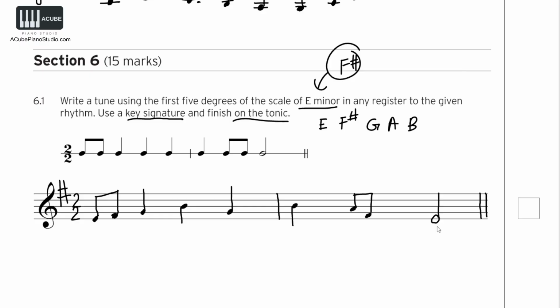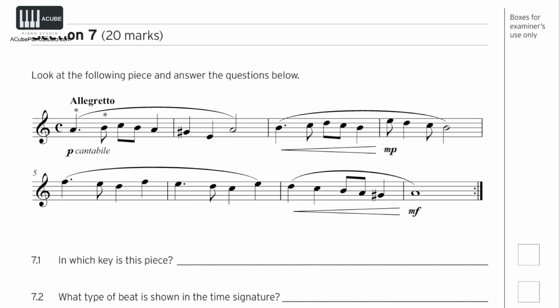So this is my song that I've composed. It follows all that is needed. So the first 5 degrees of the scale in E minor, E, F sharp, G, A, B, I have all of them. Then next I use the key signature, so I put in the F sharp. Then I need to finish on the tonic, and typically we start a song with the tonic and end with the tonic.